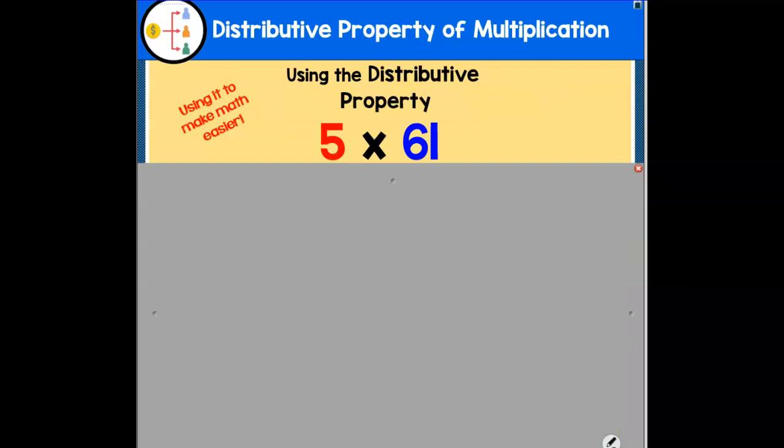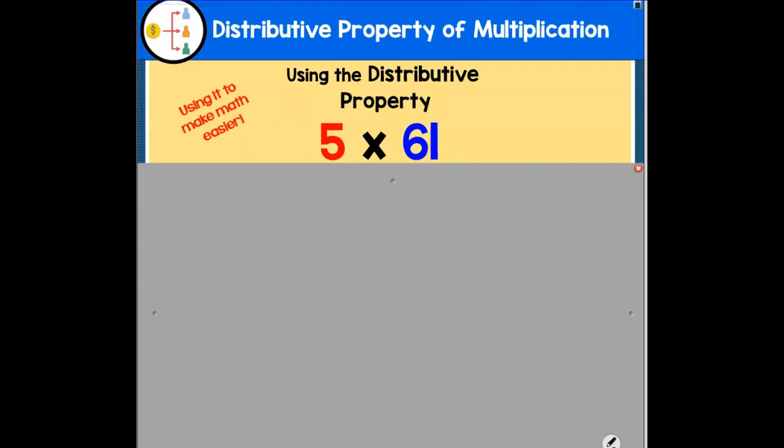Okay, so let's practice using the distributive property some more so that we can get good at it. This is how we really use it, when we're trying to decompose numbers to do mental math on large numbers. So on your whiteboards, think about this problem, 5 times 61.